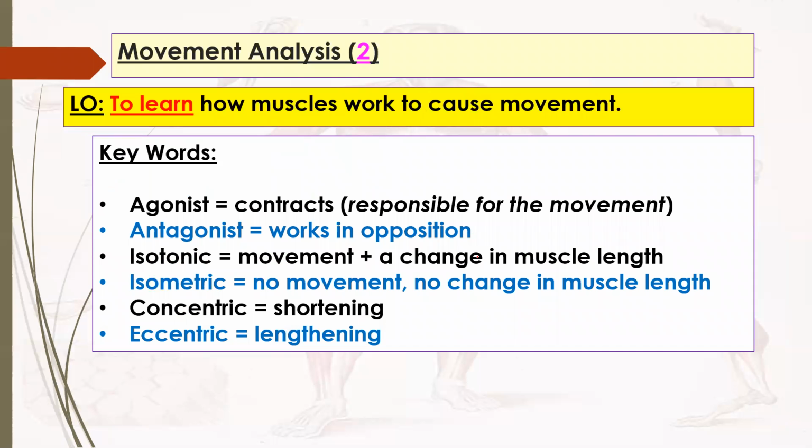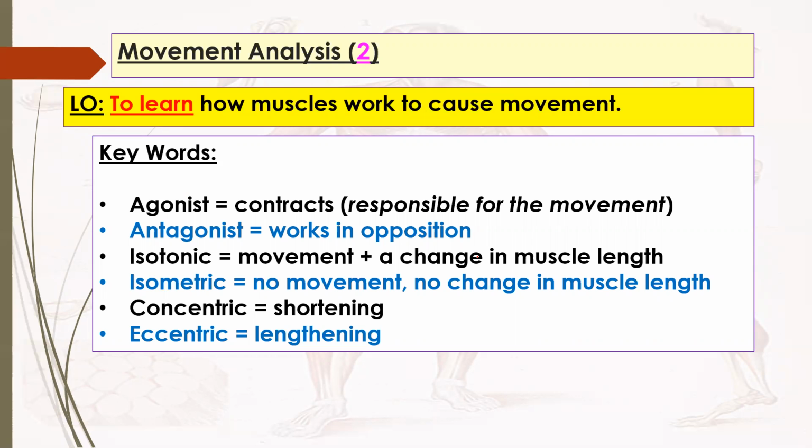So we move on to the second part of our movement analysis work. If you can make a note neatly of the title, the learning objective, and then the key words there, and I know there's a few of them, it is absolutely essential as we move through this lesson and the next couple of lessons that you're familiar with those terms. So learning objective, to learn how muscles work to cause movement.